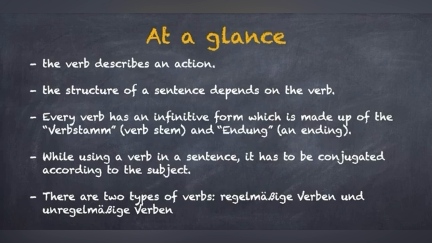Both these types of verbs are conjugated differently. In regular verbs, the verb stem remains unchanged, whereas in irregular verbs, the verb stem changes. The endings are the same as per the subject.